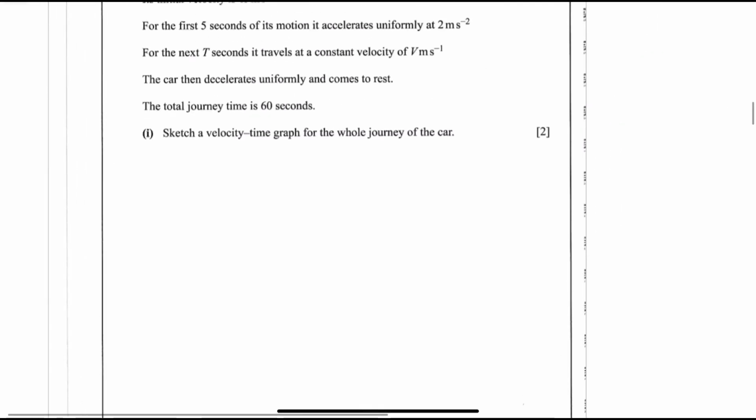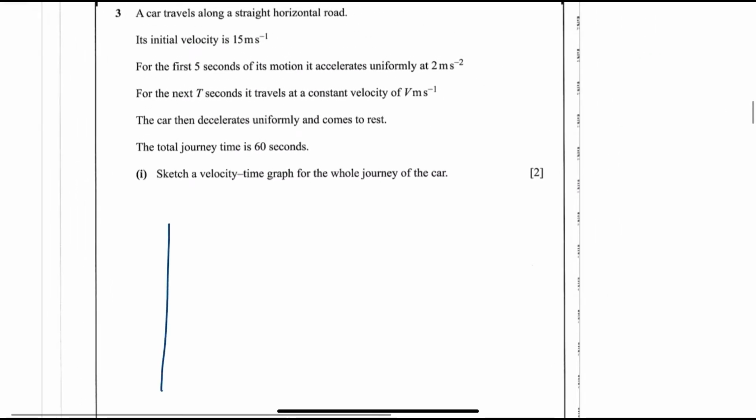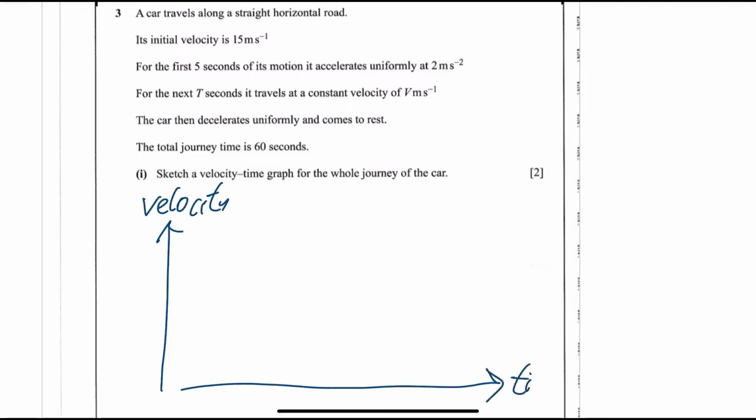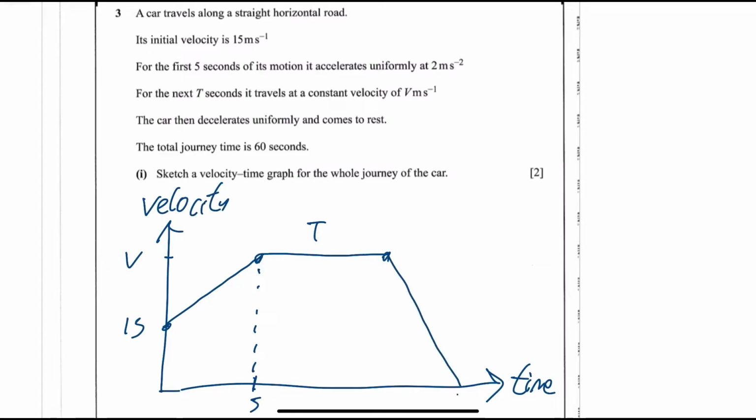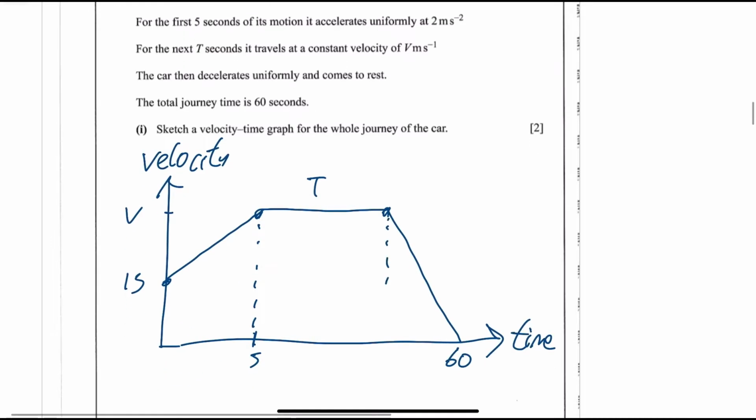Sketch this. So, if we sketch this, you've got your velocity on the vertical. You've got your time on the horizontal. It starts at 15. It goes for 5 seconds, accelerating at 2 meters per second squared. So it goes up to a speed, and they just want us to write it as v at this stage. It goes there for t seconds, and then it decelerates, and it does that in 60 seconds. We've no idea if this is drawn accurately. It is just a sketch. But this time here would be t plus 5. Put that in, that helps.